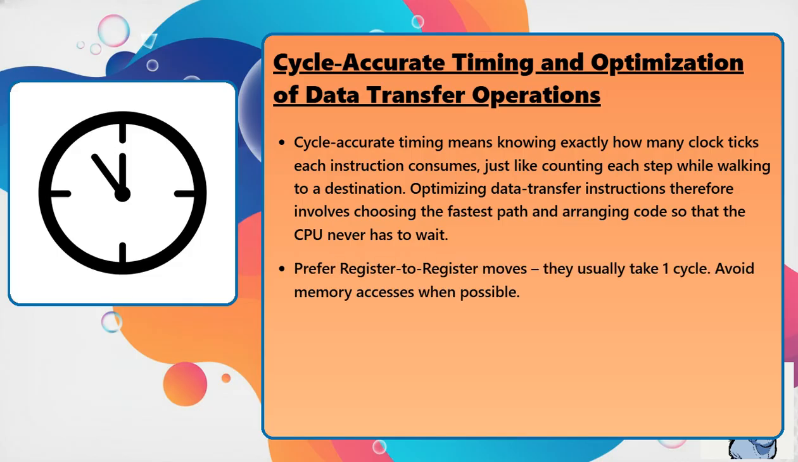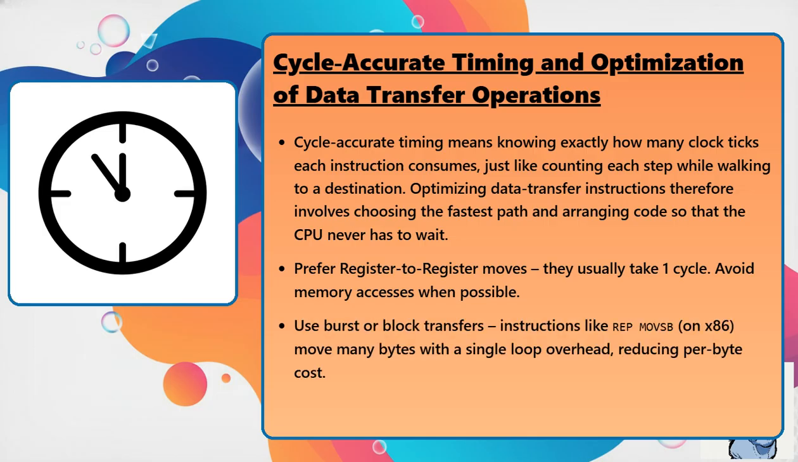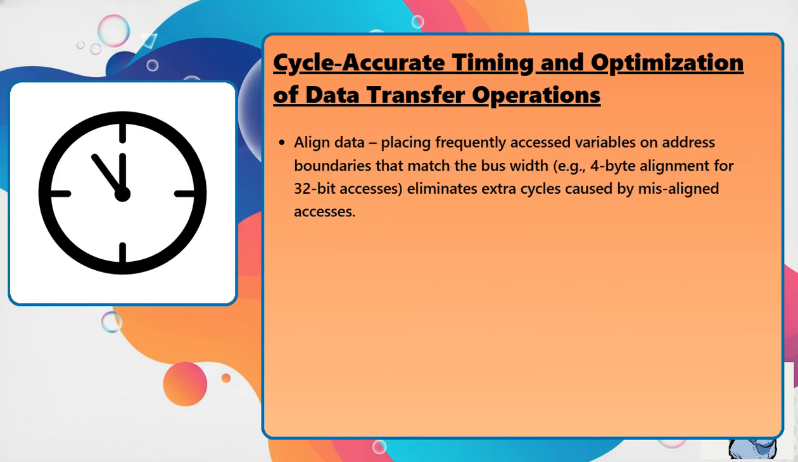Prefer register-to-register moves, they usually take one cycle. Avoid memory accesses when possible. Use burst or block transfers. Instructions like REP MOVS on x86 move many bytes with a single loop overhead, reducing per-byte cost. Align data, placing frequently accessed variables on address boundaries that match the bus width. For example, 4-byte alignment for 32-bit accesses eliminates extra cycles caused by misaligned accesses.